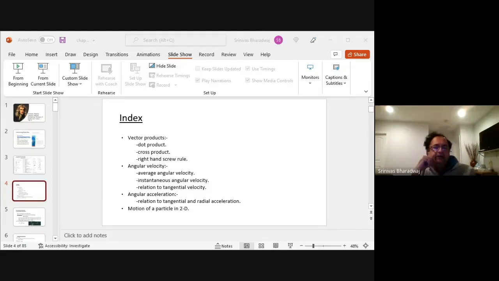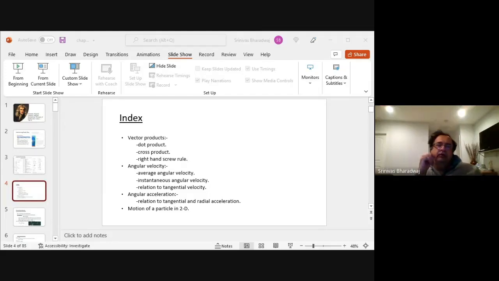So if you have the period as T, 1 by T is the number of rotations something covers. It's the frequency, 1 by T. T is the period, 1 by T is the frequency. Okay, 2 pi by T is the angular velocity in radians per second.